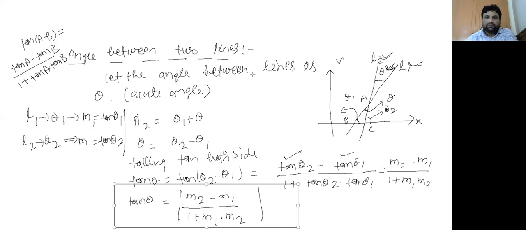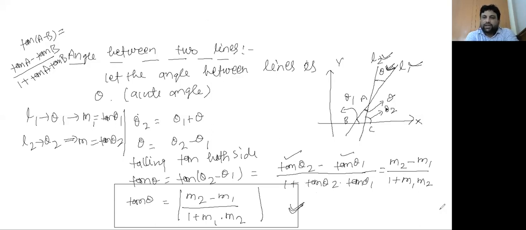This is one of the important formulas we have to keep in mind: how to find the angle between two lines. Clear? So this is the derivation which I discussed. There is no need to understand and learn the derivation. Just directly learn the formula. That is sufficient. Clear?